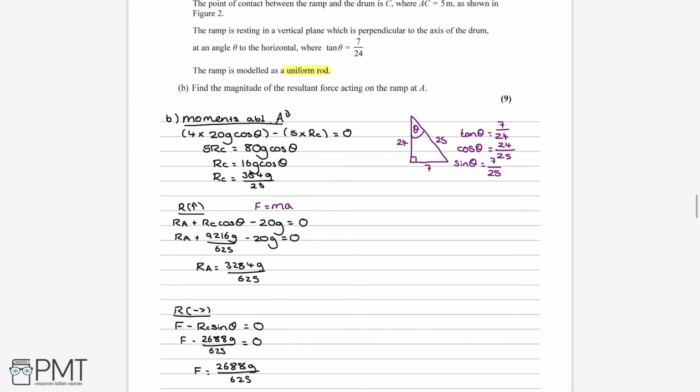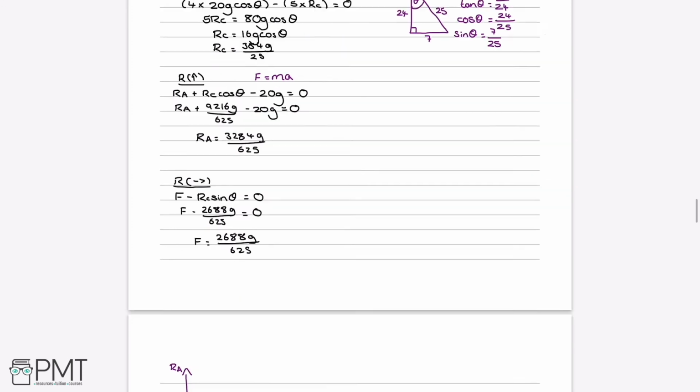So if we were to draw this triangle out where we know that RA acts upwards like this and F acts horizontally like this, the question originally was asking us to find a value for the resultant force acting on the ramp at A. And the way we can draw that is it's the resultant force of these two forces. And so the way we can find this is using Pythagoras' theorem, because if we were to draw this triangle another way, we could draw it as the resultant force being this line, the hypotenuse of these two forces.